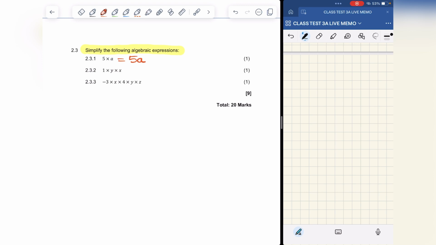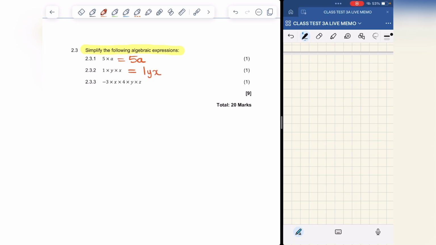Then for 2.3.2, I've got 1 times y times x. Now this is a combination of rules being applied here. First of all, we can omit the multiplication signs. Then secondly, we can also leave out the 1, because remember, we do not write the 1. If we had to write this with omitting the multiplication signs but leaving the 1, it would be 1yx.